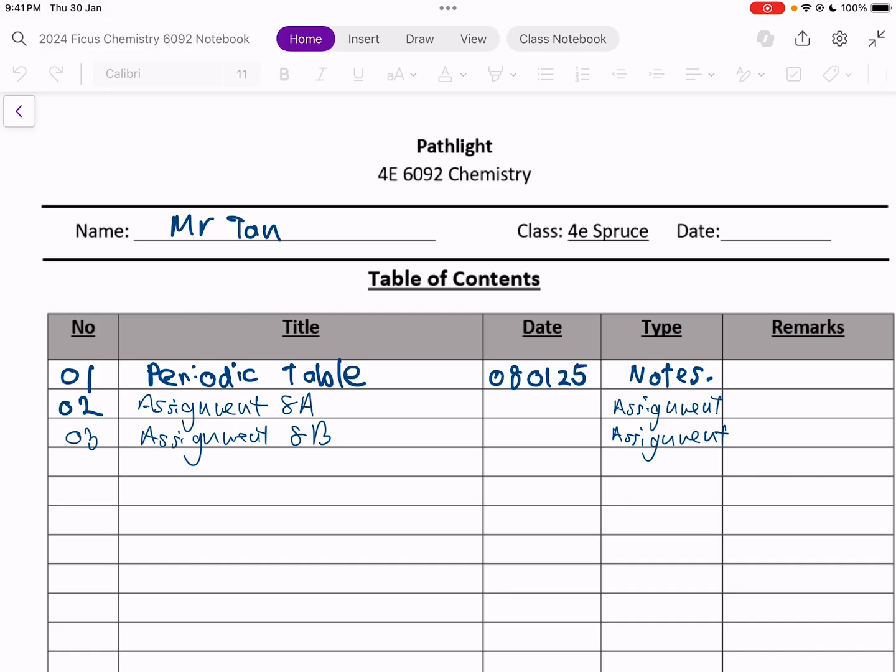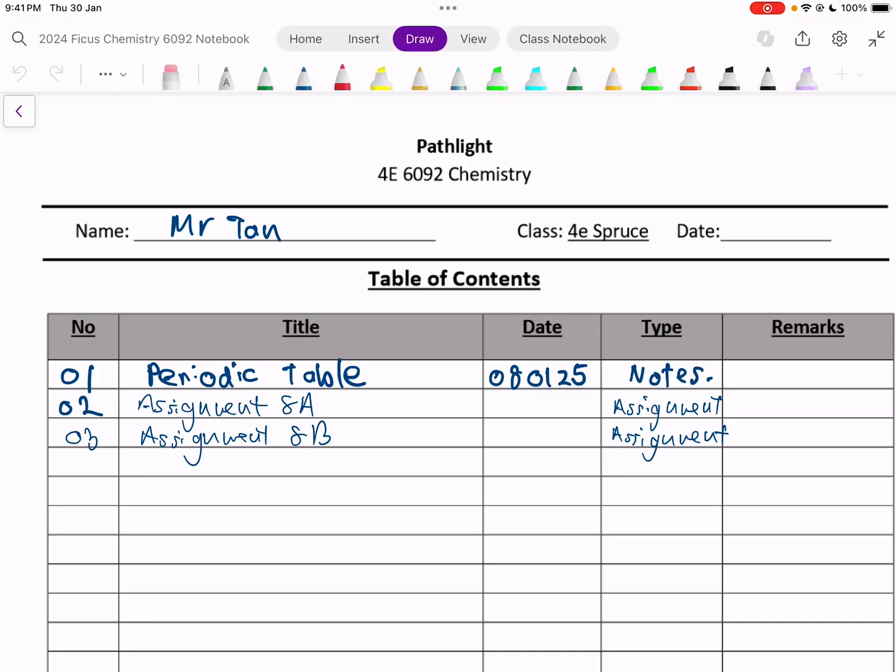So for today's HBL, I'm going to go through the reactivity series notes from page 1 to 10. But before that, let's update our content page for the assignments in the first unit, periodic table. For today's set of notes, you can update it as such: reactivity series.